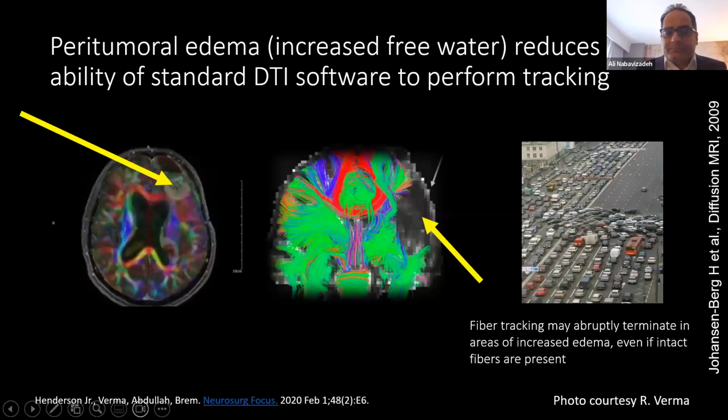One of the pitfalls of doing tractography is that high-grade gliomas and also brain metastases usually have peritumoral edema and increased free water, which reduces the ability of standard DTI software to perform tracking. The fiber tracking may abruptly terminate in the areas of increased edema. As you can see here, there is a tumor here, but you don't see much detail. It's almost like everything stops at the time of reaching this area.